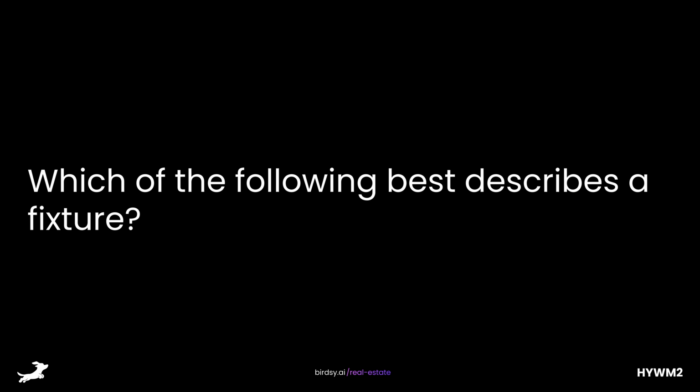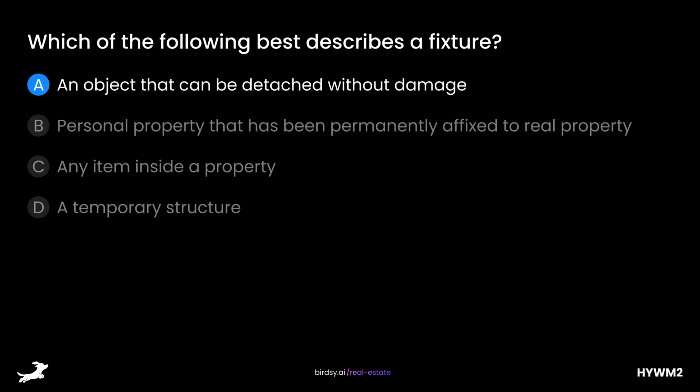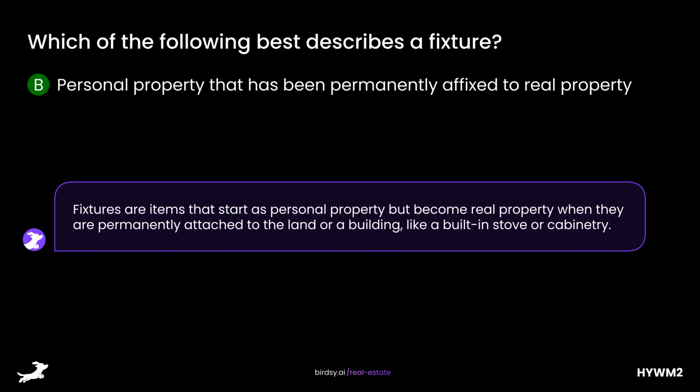Which of the following best describes a fixture? Is it A, an object that can be detached without damage, B, personal property that has been permanently affixed to real property, C, any item inside a property, or D, a temporary structure? The answer is B, personal property that has been permanently affixed to real property. Fixtures are items that start as personal property but become real property when they are permanently attached to the land or a building, like a built-in stove or cabinetry.